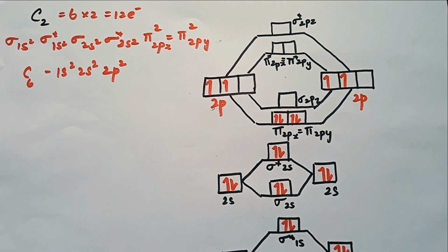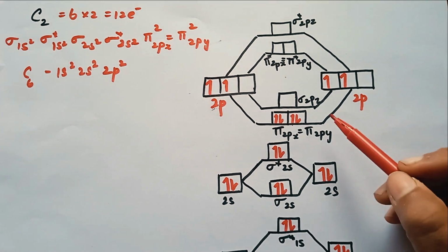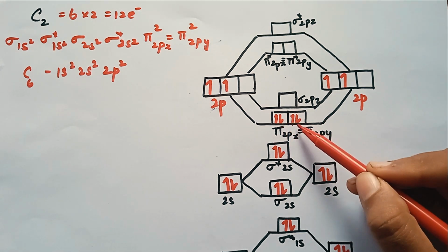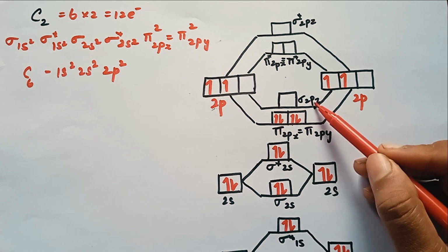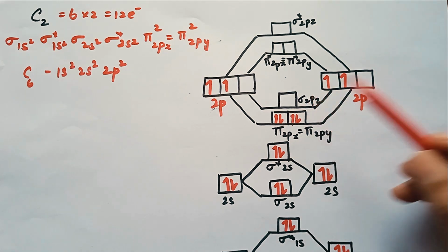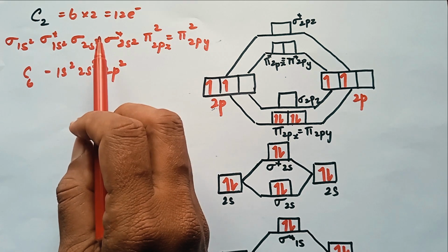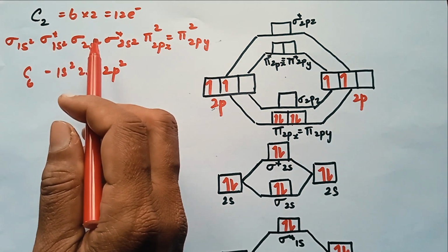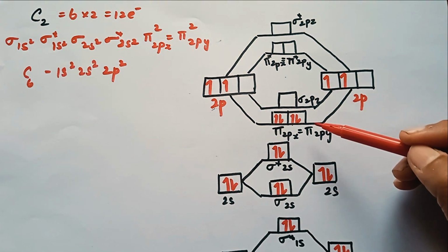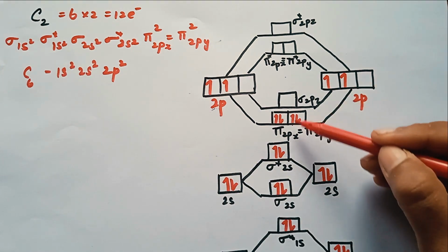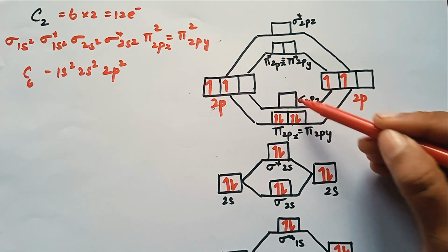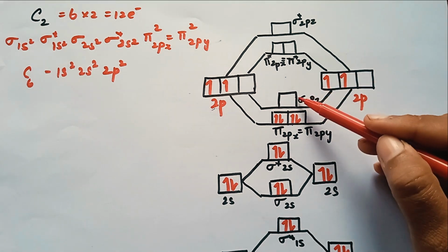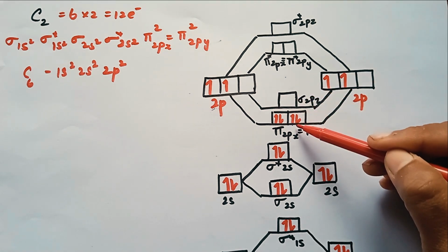Since carbon has a number of electrons less than 14, in the electronic configuration the pi 2px 2py orbital will come first and then the sigma 2pz orbital will come. If the electrons are greater than 14, for example for oxygen, you will get 8 into 2, 16 electrons. For those types of molecules, this sigma 2pz orbital and the pi 2px and 2py will swap. In that case, the sigma 2pz will come first.